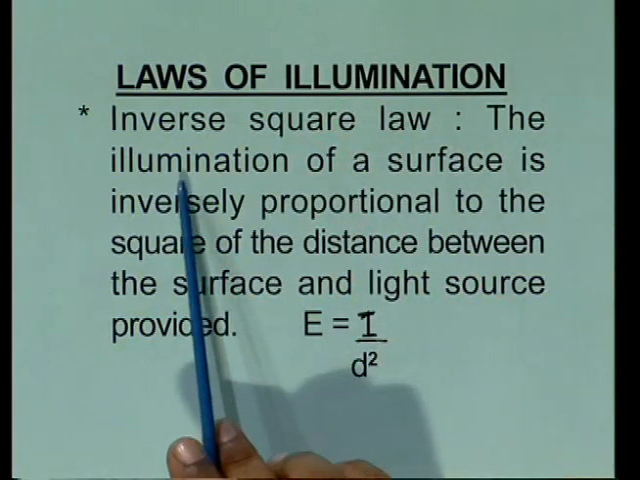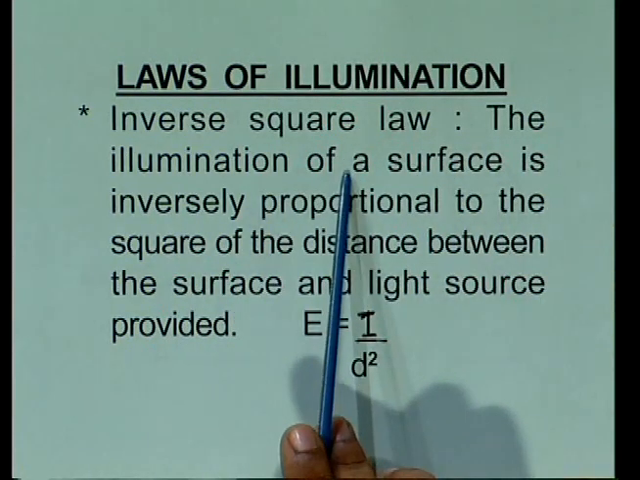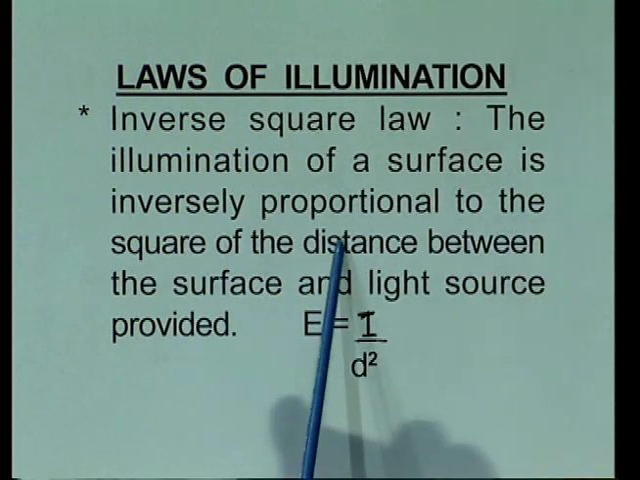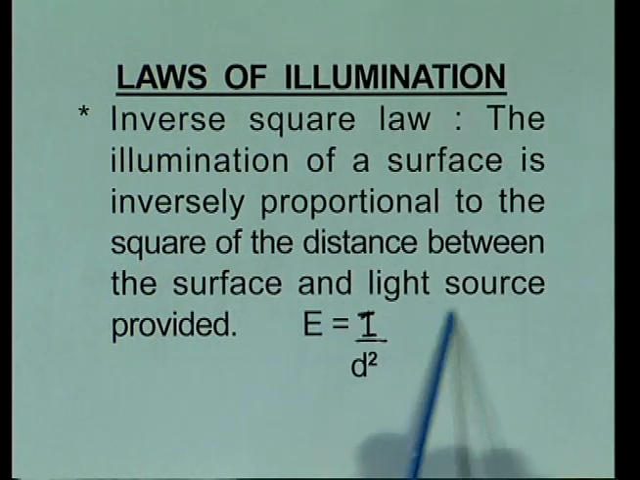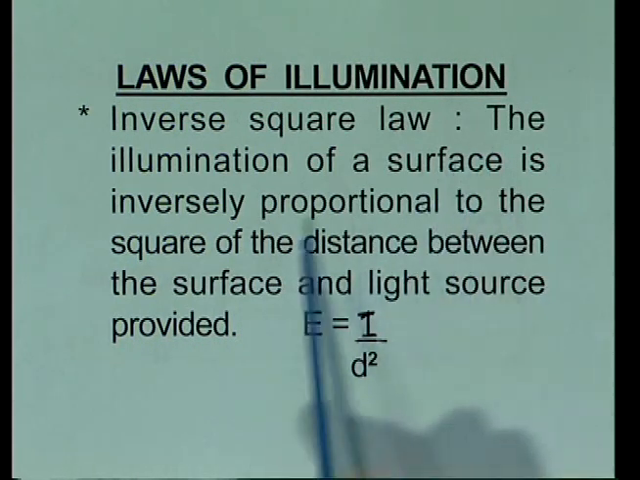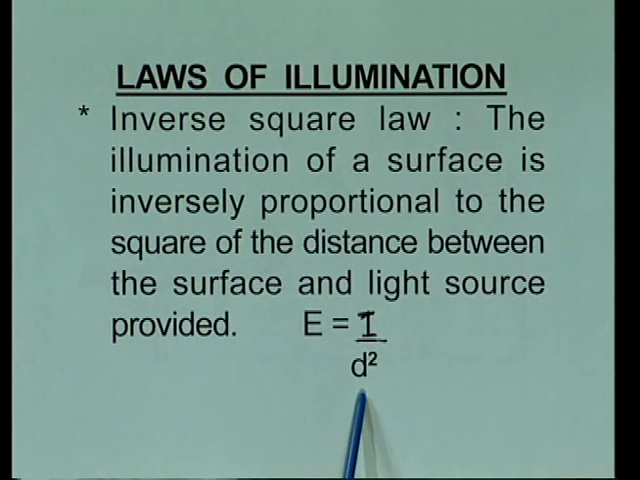In illumination there are two laws. The first law is called inverse square law, the second law is called Lambert's cosine law. The laws of illumination. Inverse square law: the illumination of a surface is inversely proportional to the square of the distance between the surface and light source provided. That means the illumination is inversely proportional to the square of the distance. D shows the distance between the point source to the working space, and I is the intensity of the light which is falling on the object.